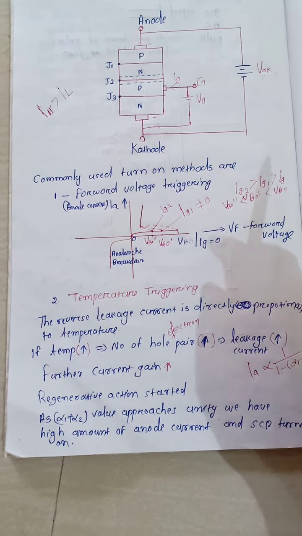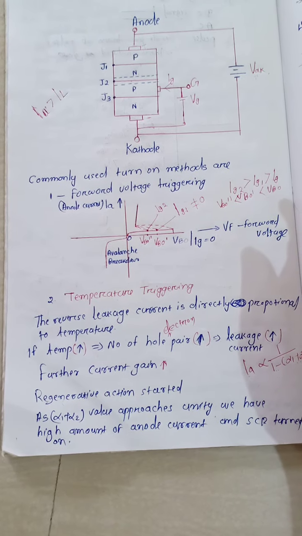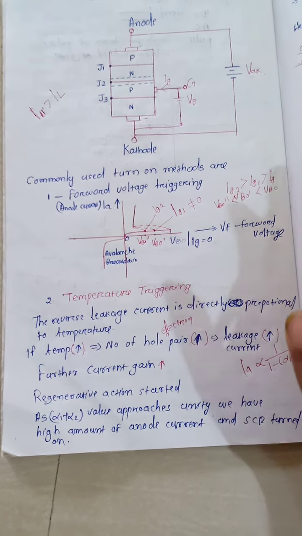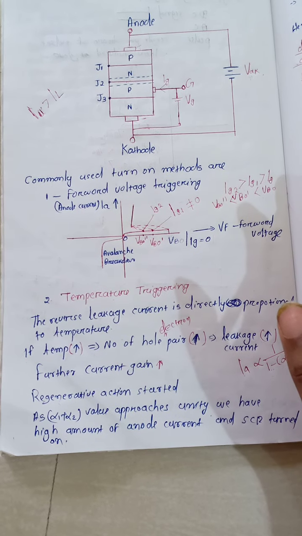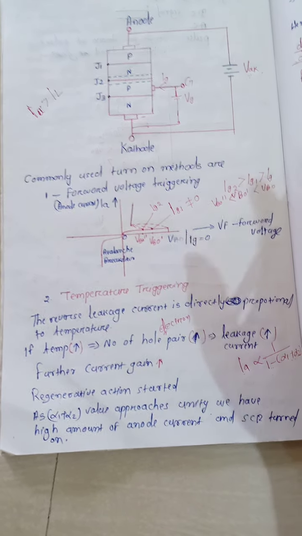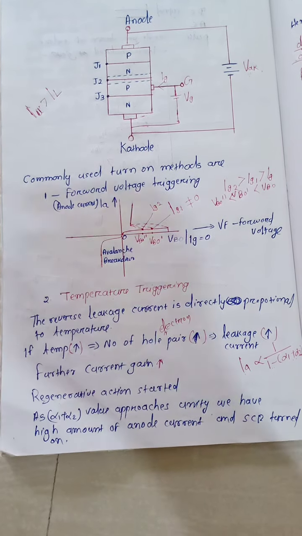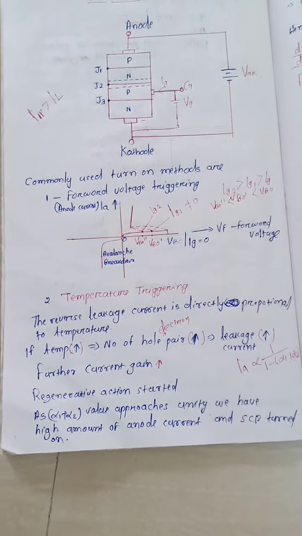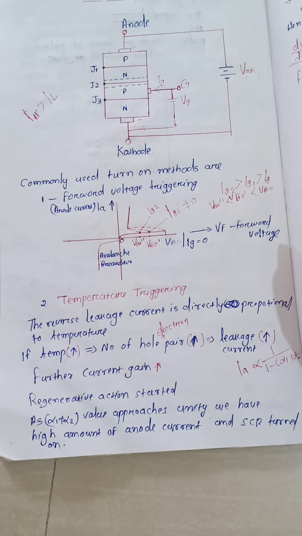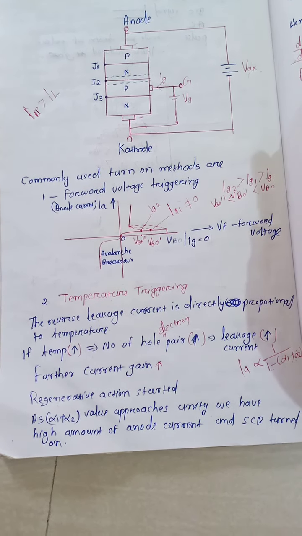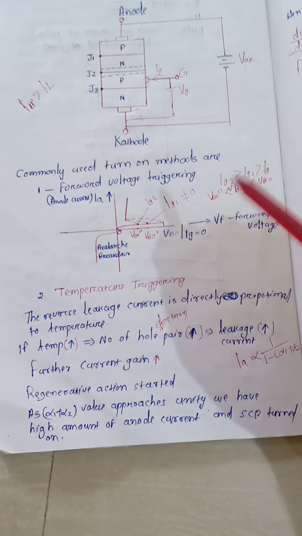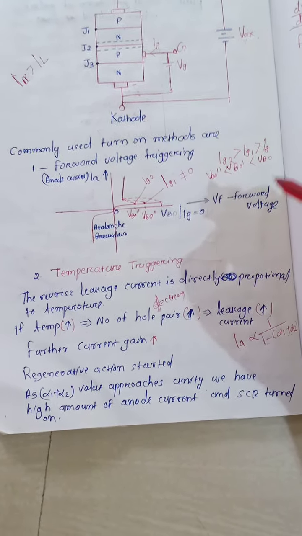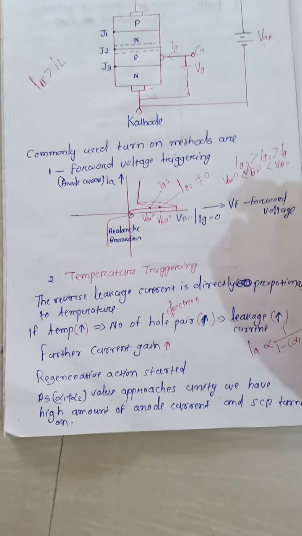And when device temperature is very high, sometimes false triggering also happens. And this is not preferable at all. So we don't want false triggering to happen to our device, that is SCR. So it has two disadvantages. So it is not a preferable method of starting a SCR, that is, the temperature triggering method is not practically accepted.